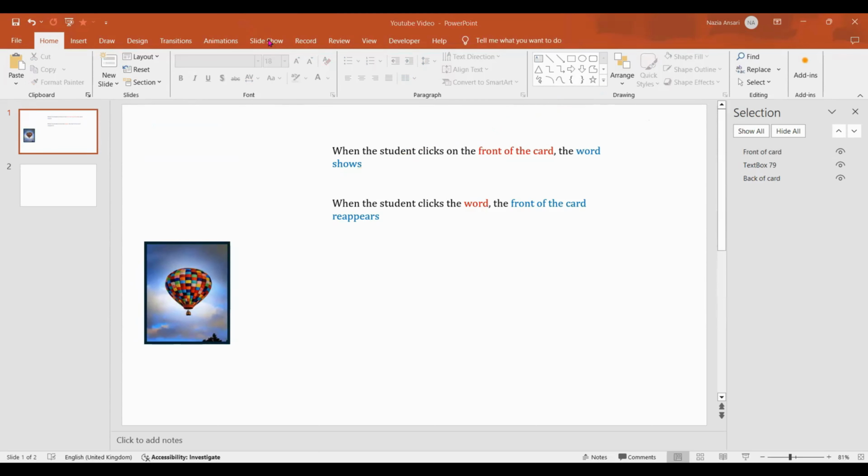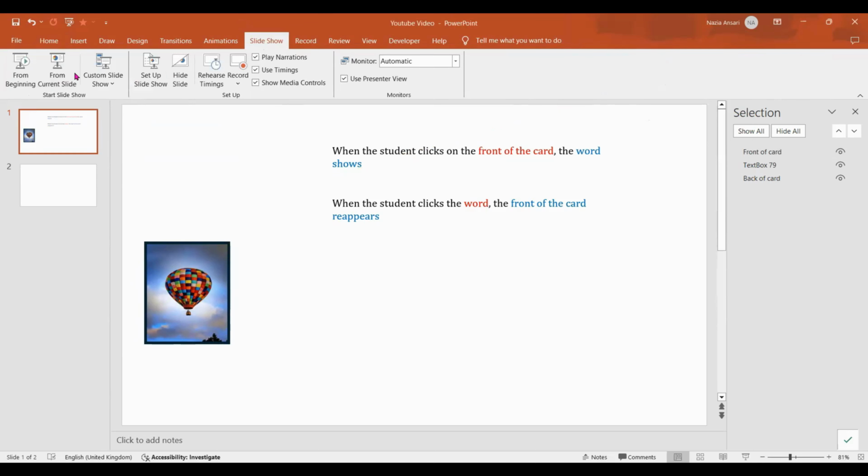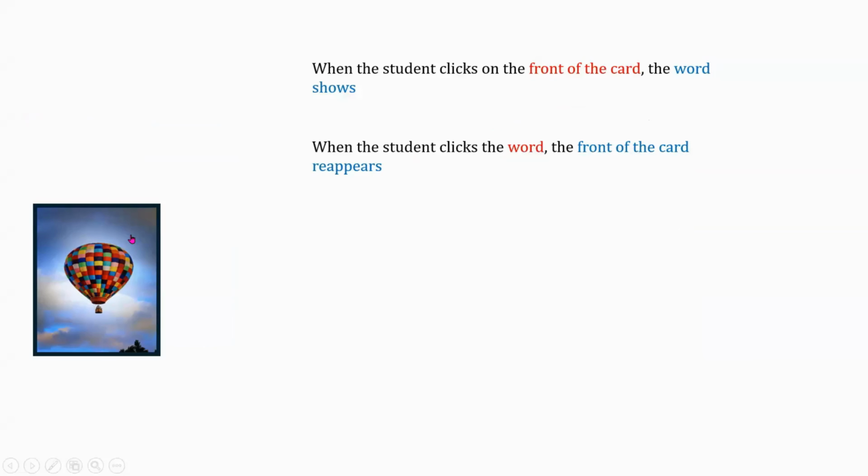So now let's give it a test run to make sure that those animations are working quite well. So we'll go on to slideshow. Start the slideshow. And let's see if this works. When we click on the front of the card, the word shows. When we click on the word, the front of the card reappears. That's all gone according to plan.